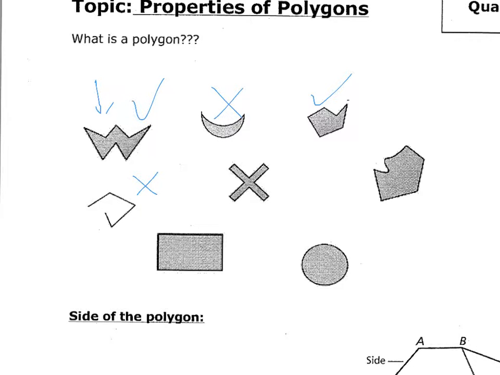And let's keep going on down the row. This one works. This guy curves, he's not a polygon. This guy works. And lastly, our circle, of course, he does not work. Okay, so these are just a few examples of polygons and how to identify if something is a polygon or not.